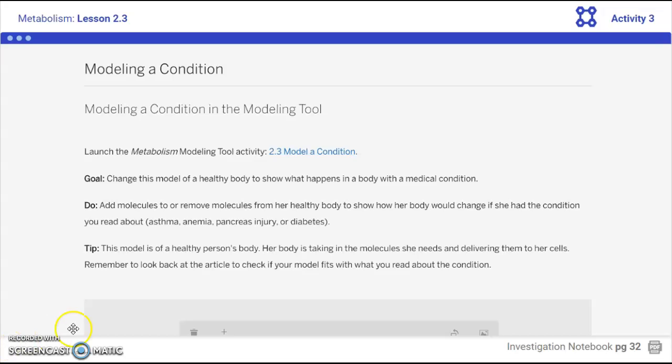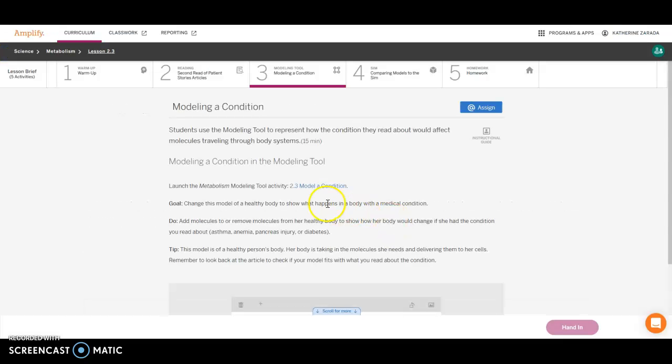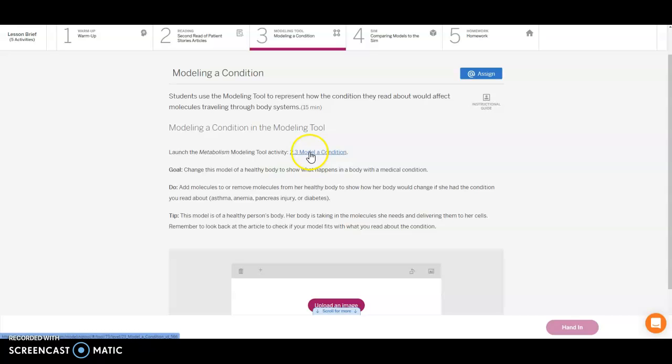You're going to hop into the modeling condition slide or part of your Amplify lesson. Remember, this is part 3. As you can see right here, you're going to model a condition and click this tool activity. Your goal is to change this model of a healthy body to show what happens to a body with a medical condition. You want to make sure you add the molecules and remove the ones that are in the healthy body to show how the body would change with that condition.